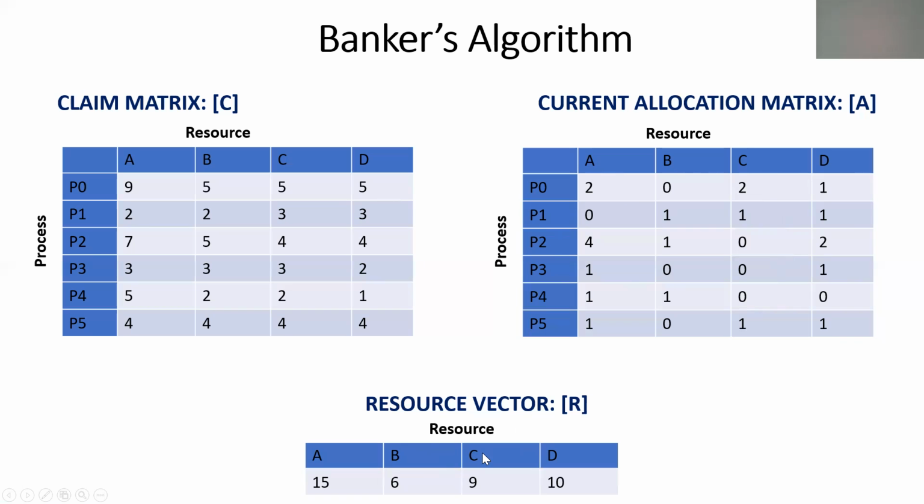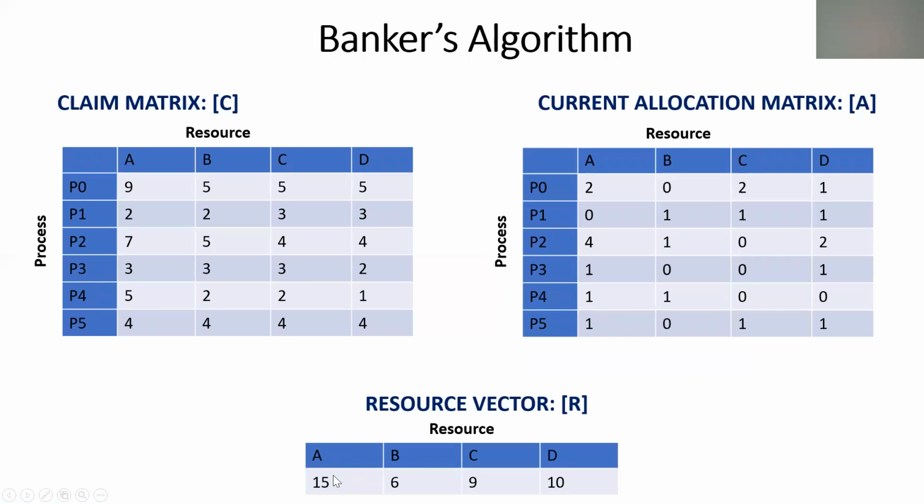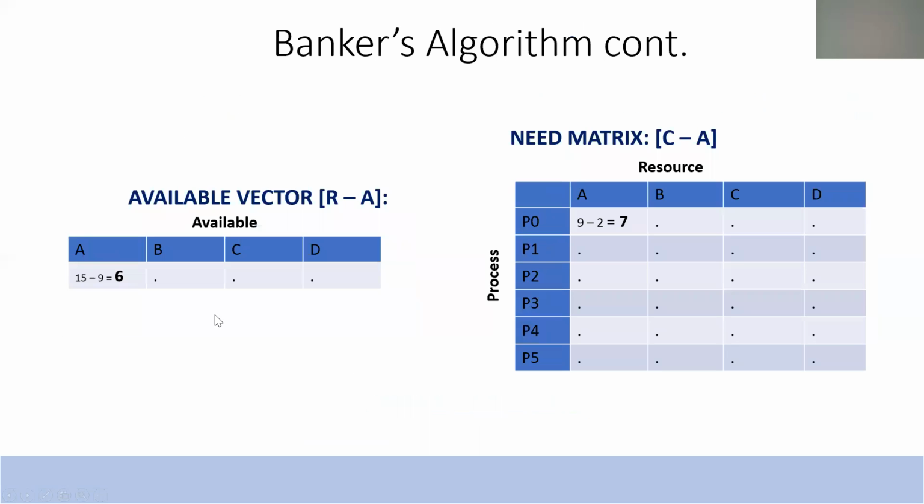So all resources at any given time need to either be allocated or available, which leads us to the availability vector. This shows the number of each resource that is available or not currently allocated to any process. It equals the total number of a resource minus the current allocation of that resource. For example, the number of instances of A available is 15 instances total minus the total currently allocated, so 2 plus 4 plus 1 plus 1 plus 1, or 9. So 15 minus 9 equals 6 instances of A currently available.